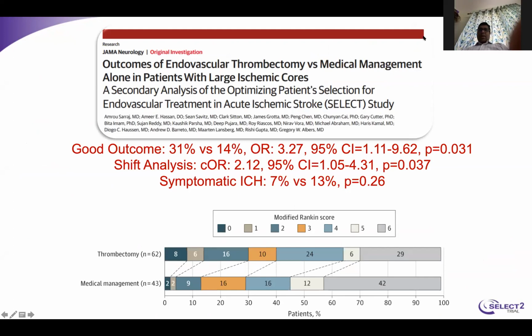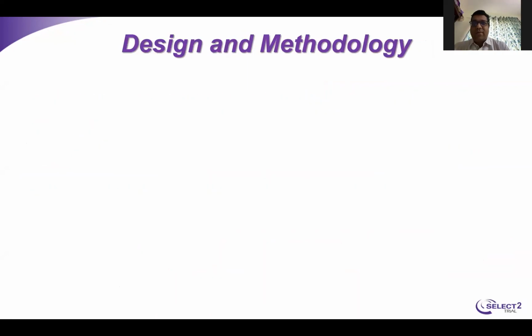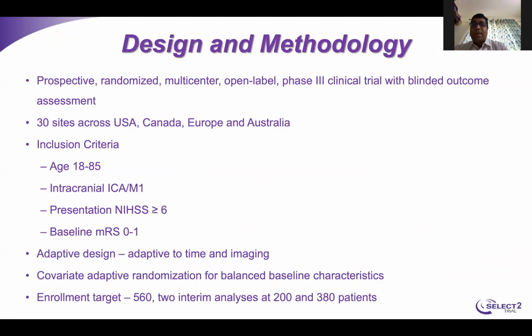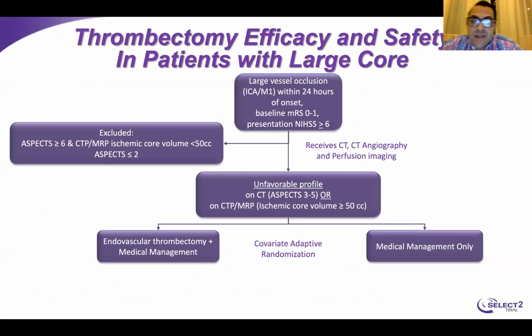Yeah, Amir, nice talk. Actually, why have you taken 50 cc as the perfusion cutoff in SELECT 2, instead of, what, 70 cc, up to 70 cc, whether it is equal to ASPECTS 6? No, so it's one or the other. So the patient could have ischemic core volume greater than 50 cc's or ASPECTS 3 to 5.